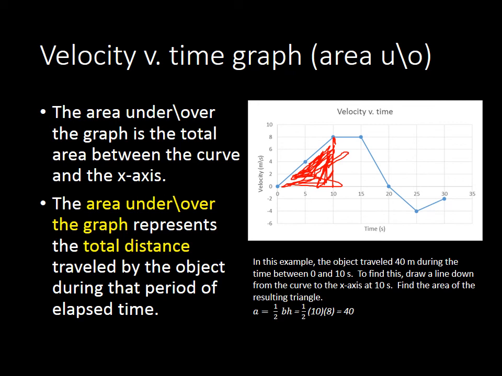I'm doing a really lousy job of filling it in, but you can see this right triangle right here. Now we need to find the area of this right triangle, and that will tell us how far we traveled. The formula for area is 1/2 base times height. That would be 1/2 of the base, which was 10 seconds, times the height, which was 8 meters per second. So 1/2 of 10 is 5, and 5 times 8 is 40. So this particular object has traveled 40 meters in the first 10 seconds of its trip.